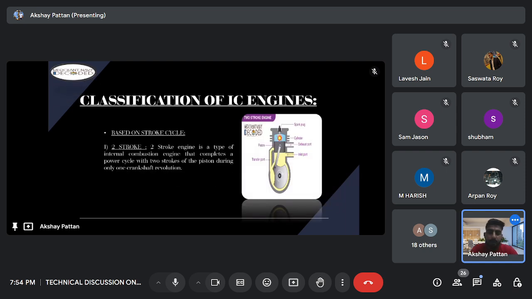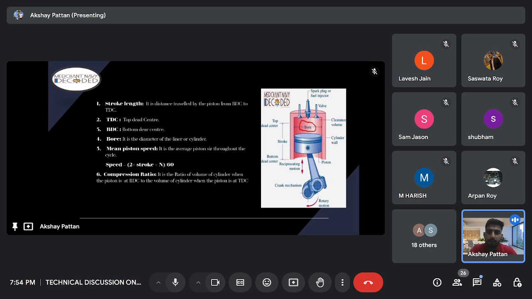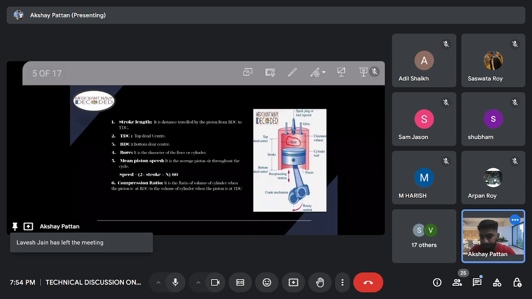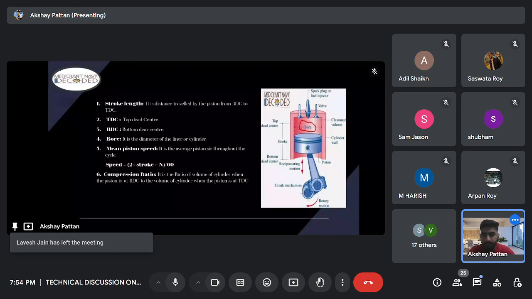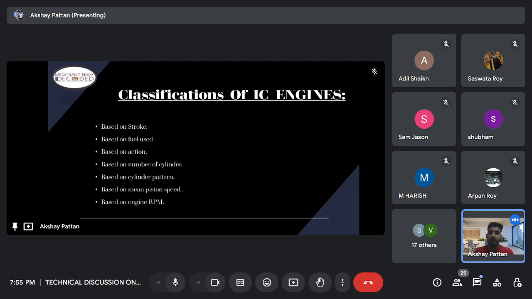So first one is the two-stroke engine. Can anyone tell me the definition of a two-stroke engine? Anybody? What do you mean by a two-stroke engine?